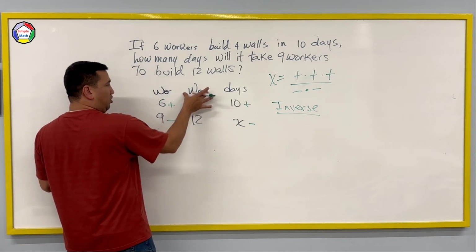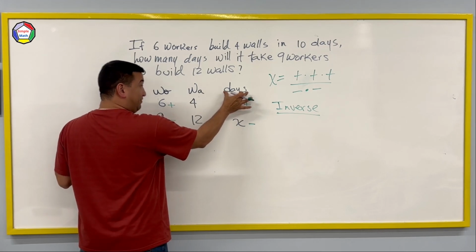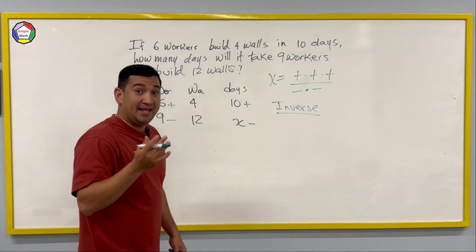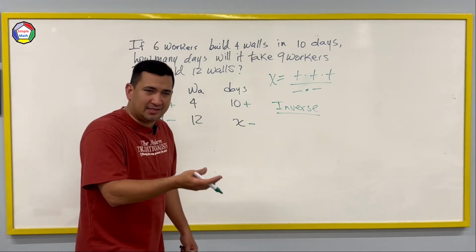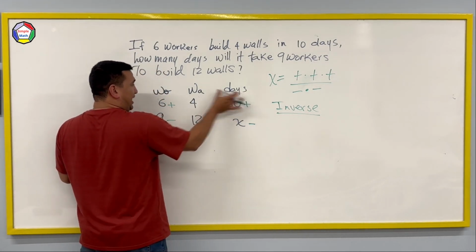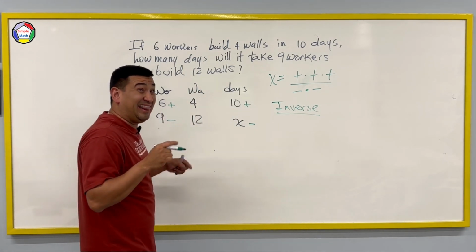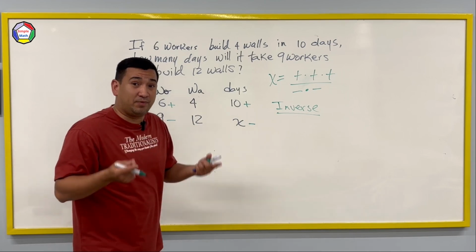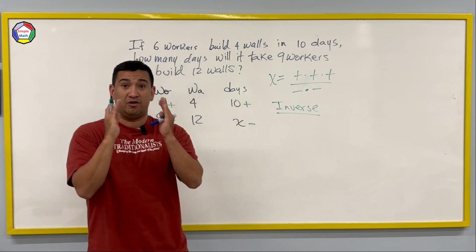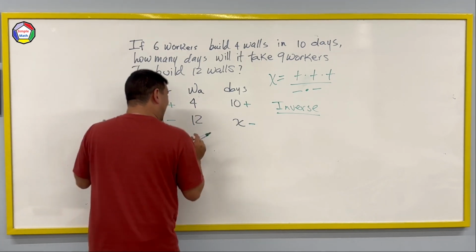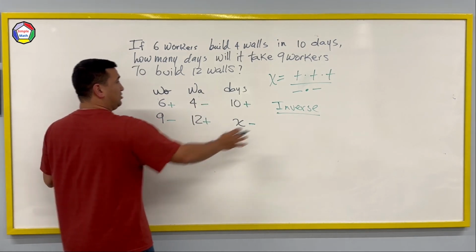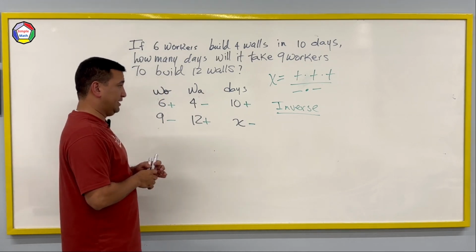Compare days and walls. If I use more days, I will have more walls. If I work more days, I will build more walls. So how are the two magnitudes, days and walls? They are direct. They are directly proportional. Why? Because if I increase the number of days, I will increase the number of walls I will build. So if they are direct, days and walls, I will write here positive and a negative. And then just substitute in the formula.